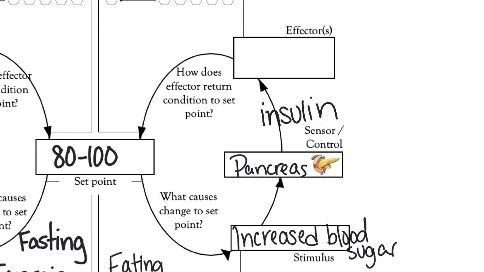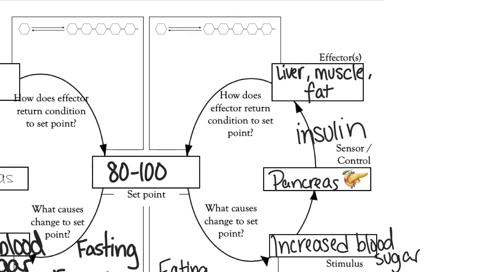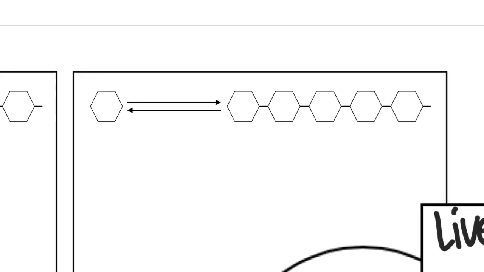And insulin is going to be sent throughout the entire body, but there's only certain cells that are going to be able to respond to that. So that is going to include the liver, the muscles, and the fat cells. What these various tissues are going to be able to do is when they sense insulin is present, they're going to take the extra sugar in the blood and convert it to glycogen.